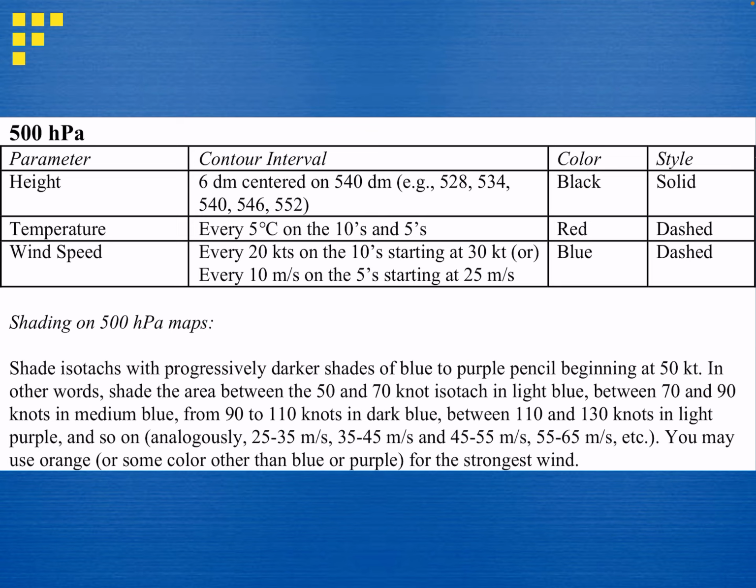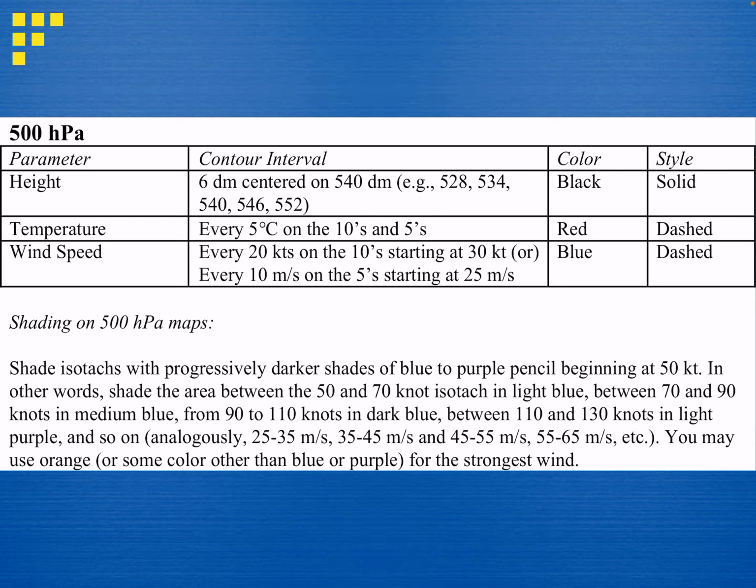Temperature is typically every 5 degrees C on the 10s and 5s. They'd be red and dashed. Often at 500 millibars, we would plot wind speed. Every 20 knots on the 10s, starting at 30, would be blue and dashed. Or if you have meters per second, which can happen on maps, although typically for this particular course we're going to use knots, that'd be every 10 meters per second on the 5s, starting at 25 meters per second. That's so we don't have to contour all the way down to 0, because often there are winds that are faster than 30 knots or 25 meters per second, and so we're just plotting the faster winds with our contours.